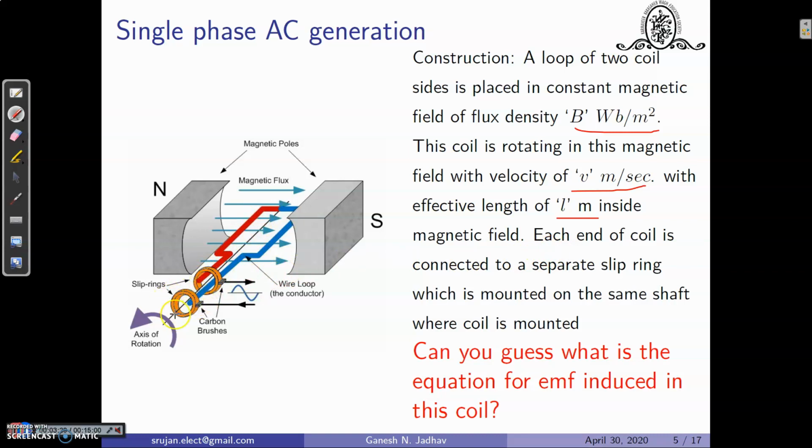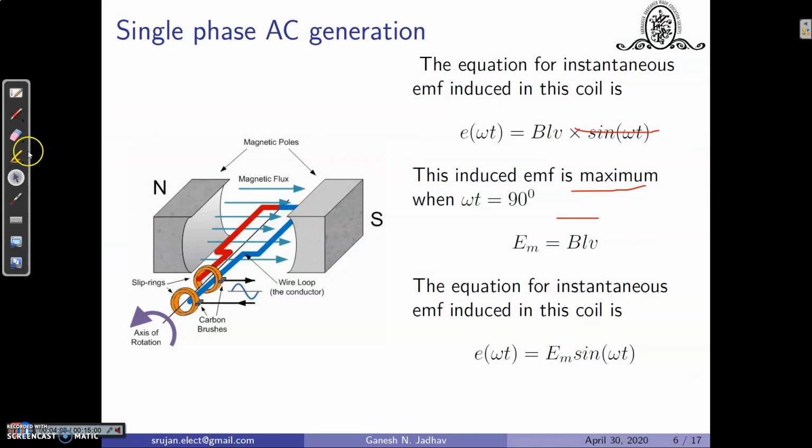Each coil end is connected to a separate slip ring where carbon brushes are placed to collect the current. See that red is connected to this slip ring and blue is connected to this slip ring, and between these two terminals we are collecting the supply. Can you guess the equation of the EMF induced in this coil? Let's pause the video and you write down the equation of the EMF induced inside this coil. I will give you a hint: it is dynamically induced EMF as the coil is rotating inside the magnetic field. What is that equation?